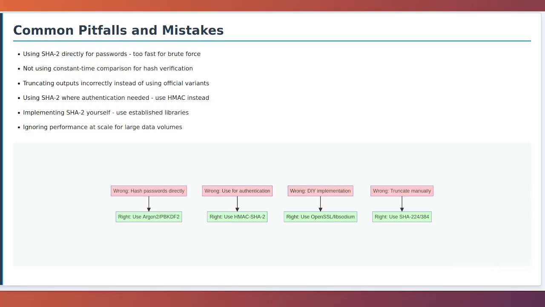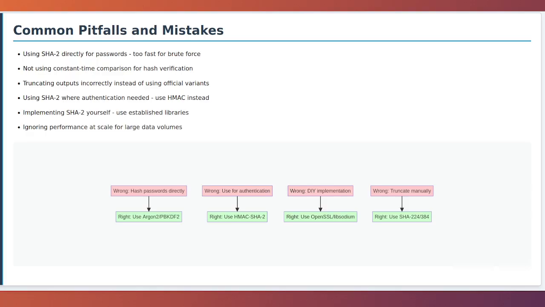Mistake 6 is implementing SHA-2 yourself. Unless you're a cryptography expert, use established libraries. Subtle implementation bugs can completely break security. Mistake 7 is not validating inputs. While SHA-2 handles any input, your application might have constraints. Validate input lengths and formats before hashing.